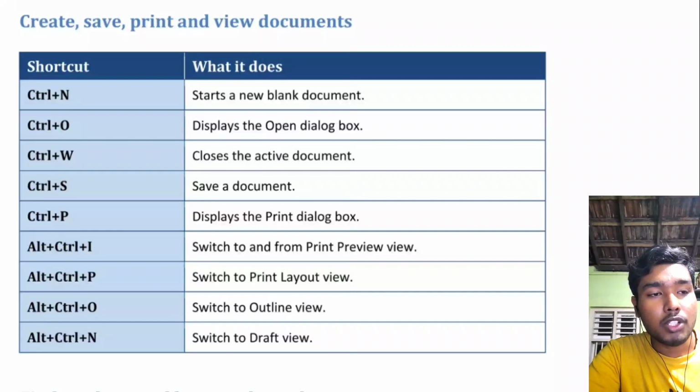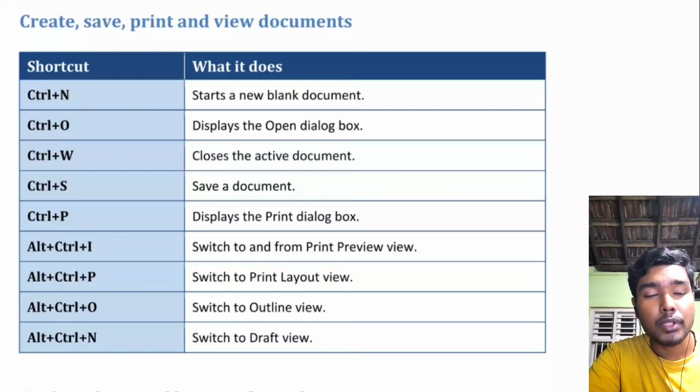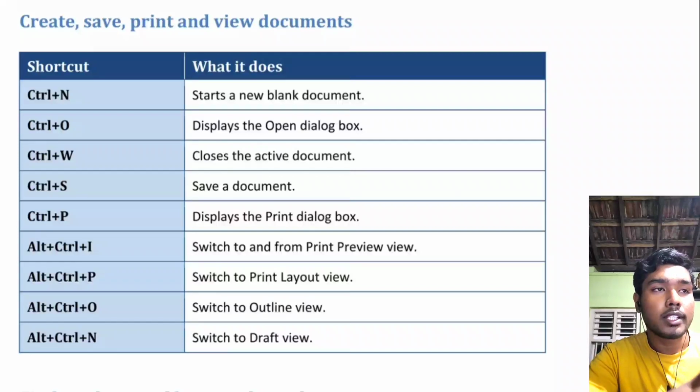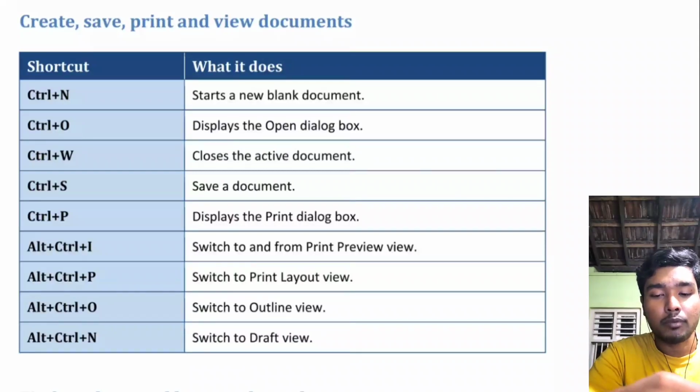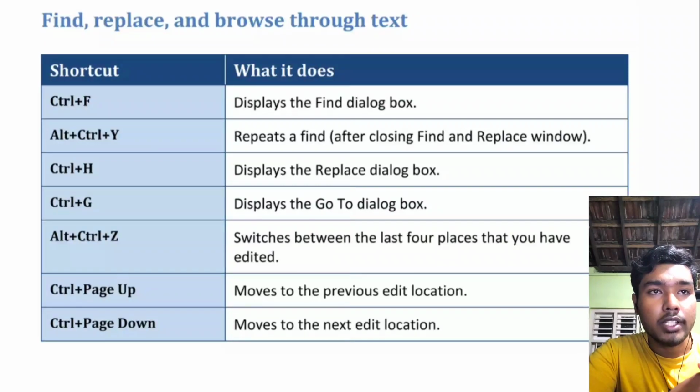Next one is Alt plus Control plus P for switching to print layout view, Alt plus Control plus O for switching to outline view, and then Alt plus Control plus N to switch to the draft view. These are some of the shortcuts we can use for creating, saving, printing or viewing the documents in different formats.